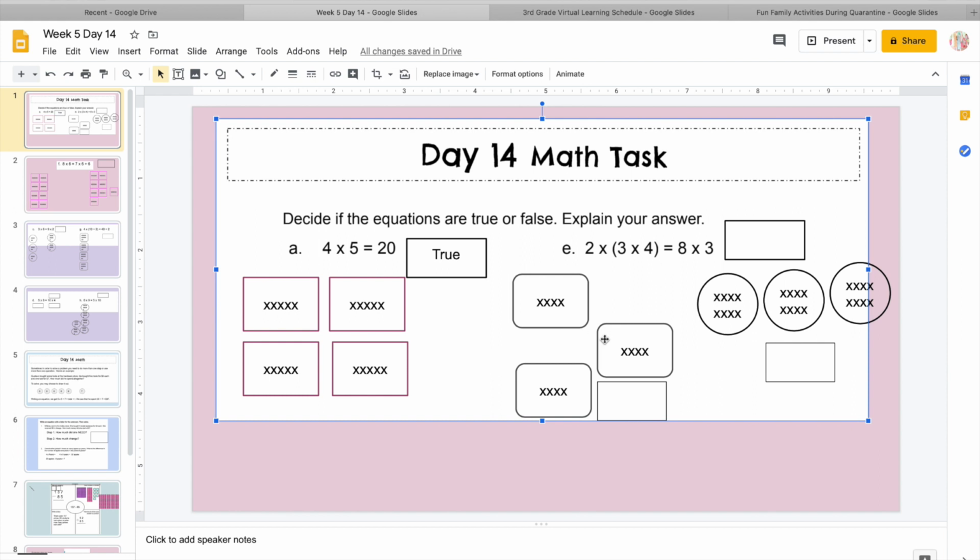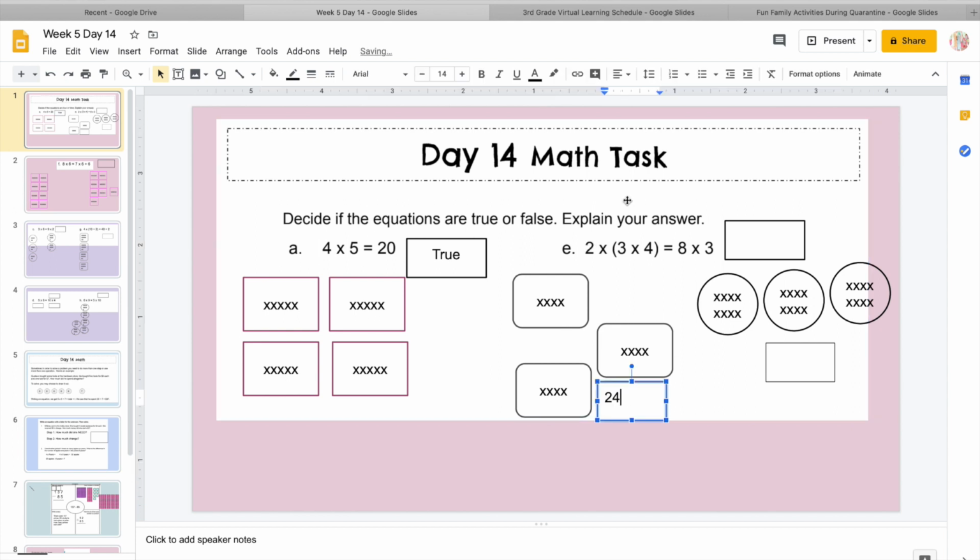So I have 3 groups, and I have 4 x's in each group. That would be 3 times 4. So 1, 2, 3, 4, 5, 6, 7, 8, 9, 10, 11, 12. I know I have 12, but then I'm not done. I'm going to take 12 times 2. I'm going to put 12 in my head, and I'm going to add 12 more. So 12, 13, 14, 15, 16, 17, 18, 19, 20, 21, 22, 23, 24. I'm going to write in this box down here equals 24.